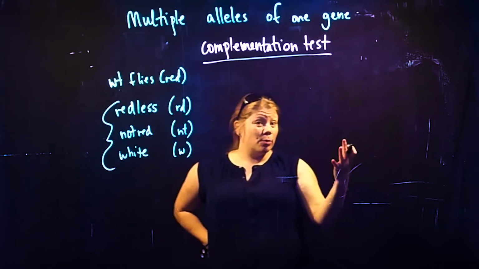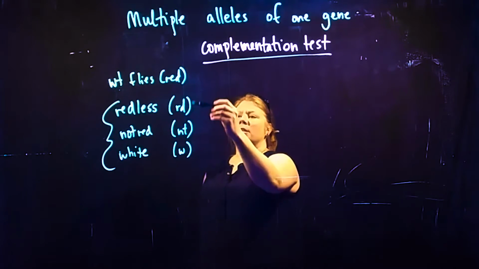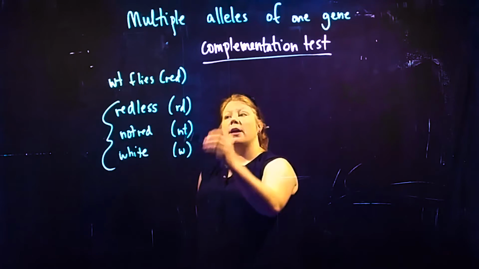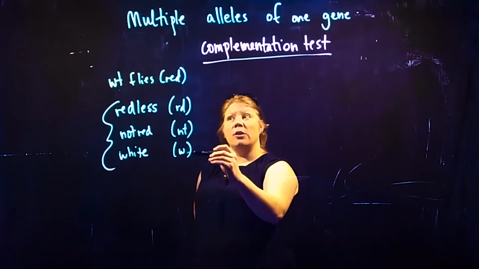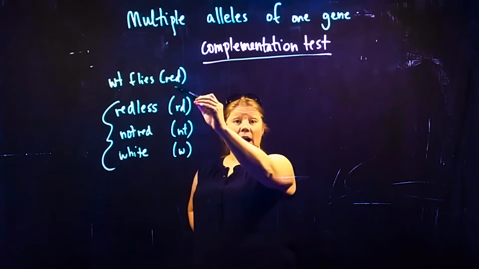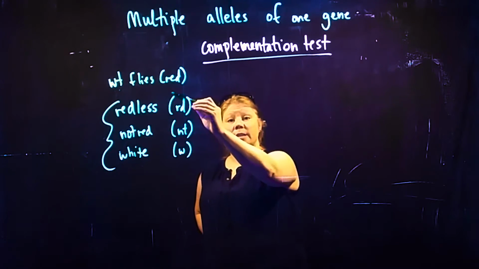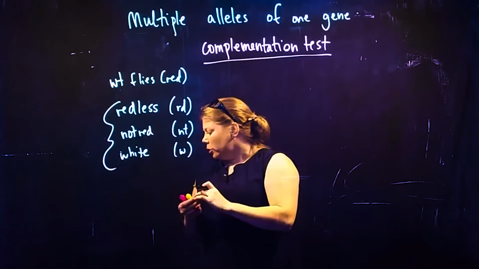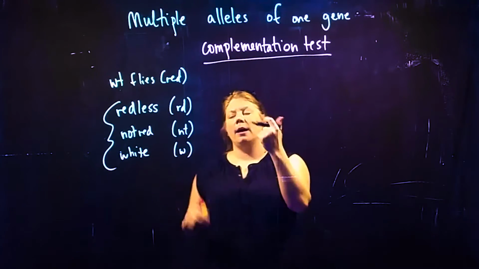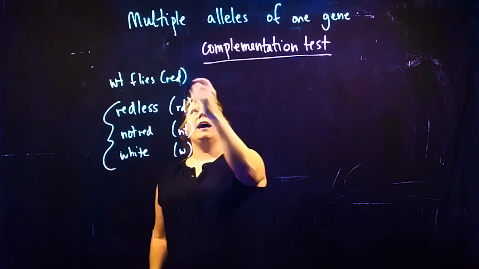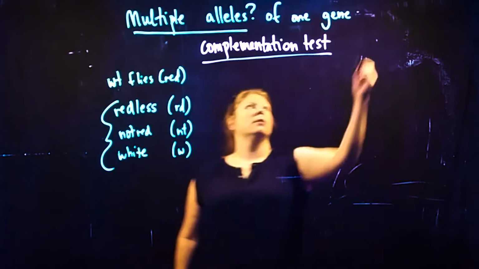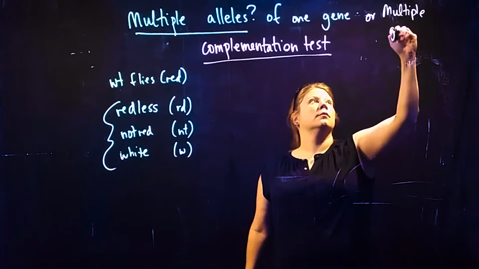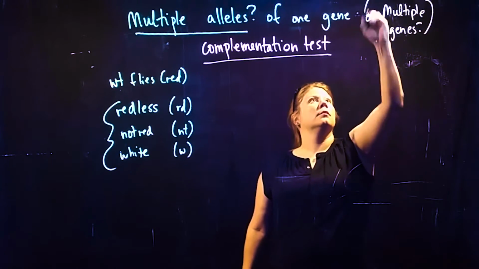As you start your project, you want to ask, are these three mutants all in the same gene, but with different names? Or are they three different mutations that all affect fly eye color? And we'll use a complementation test to try and figure that out. So I'm going to write down here, do we have multiple alleles or multiple genes?